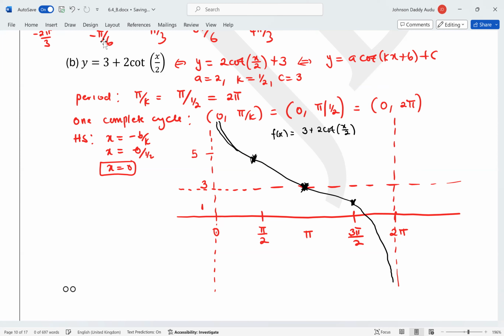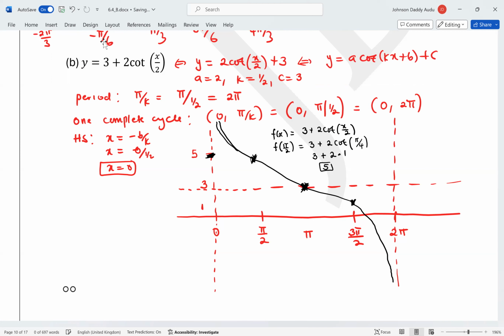So it means, for example, now if you substitute, let's look for f of pi over 2. This is going to be 3 plus 2 cotan of pi over 2 over 2. This is pi over 4, right? But what is cotan pi over 4? This is 2 times 1, which is 5. So this is just to test the point. And I think it's fine here, as you can see here. This is 5 here.